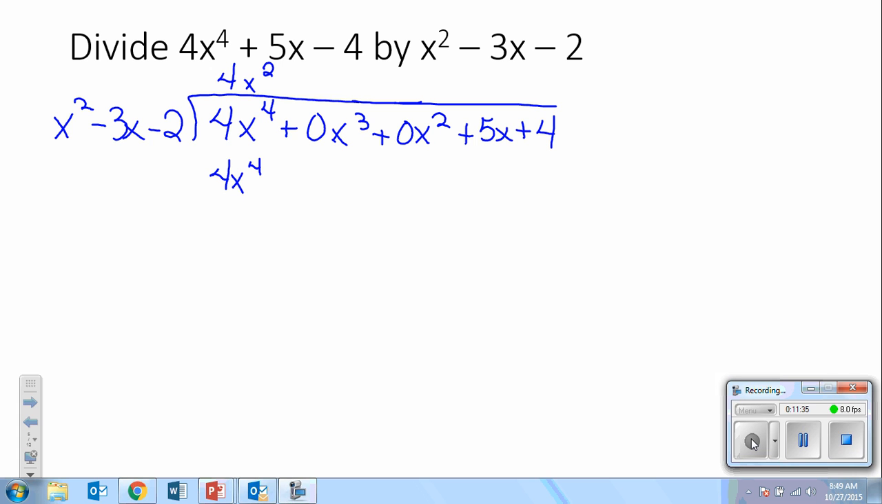So now when we take our negative 3x times 4x squared, what do we get? Negative 3 times 4 is negative 12. X times x squared. And then negative 2 times this 4x squared, negative 2 times 4. And then we'll have an x squared. Now you get to change the signs of all three. All right, so finish that problem. I'll see you tomorrow. And number 7.